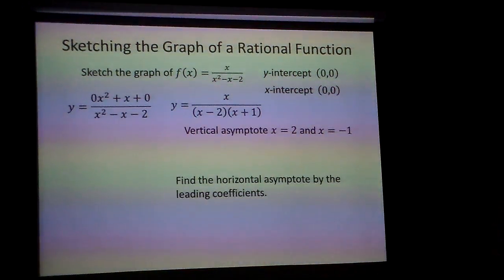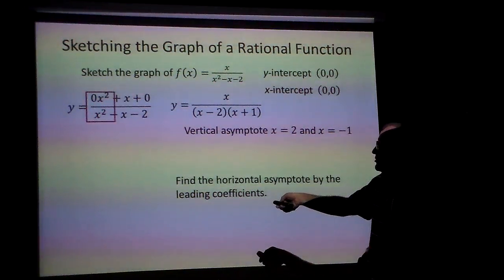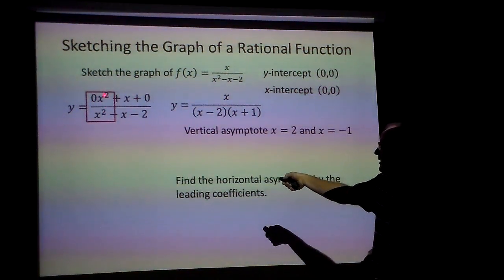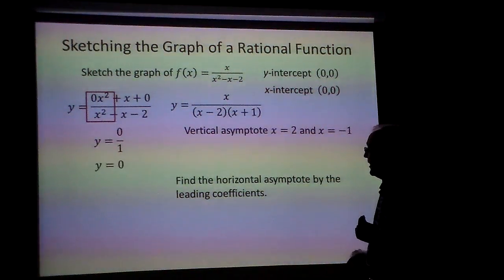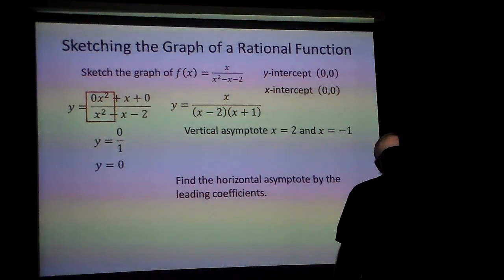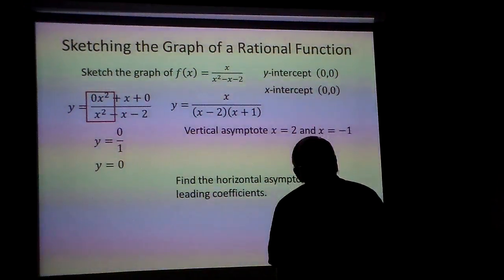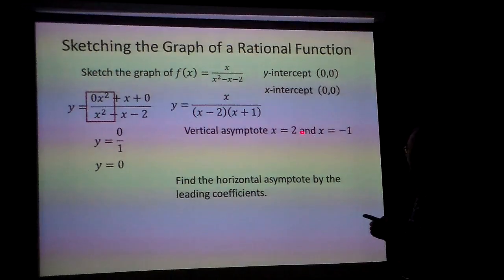So now how do I find the horizontal asymptote? By looking at the leading coefficients. Now notice, this has an x and that has an x squared. That's why I wrote 0x squared and x squared, because my leading coefficients have to be the same degree in order for this to work. This is now 0 over 1, so I have a horizontal asymptote at, well, wait a minute, Coach Stoney. If I have a horizontal asymptote at y equals 0, and I have a y-intercept at 0, 0, is that possible? And the answer is yes, because there were 2 vertical asymptotes.